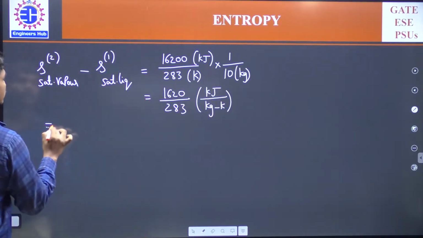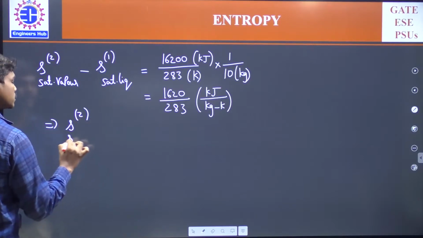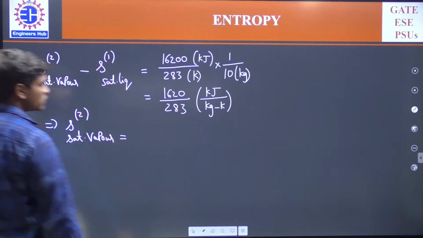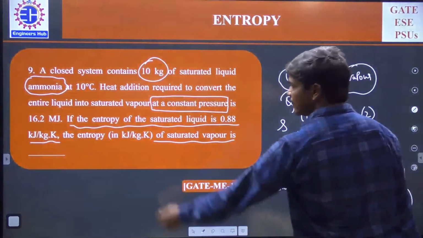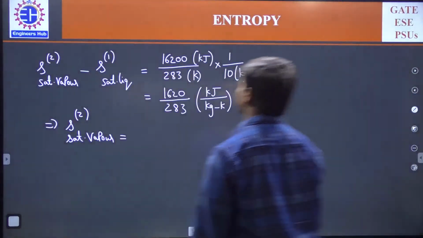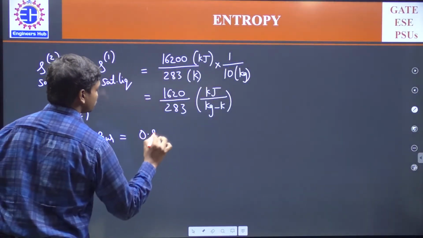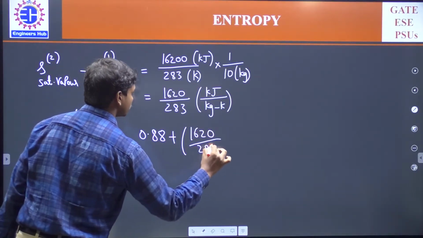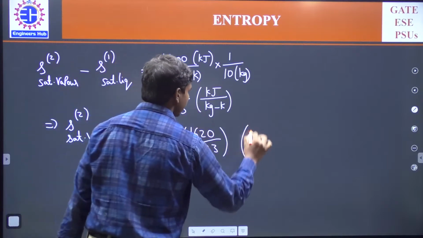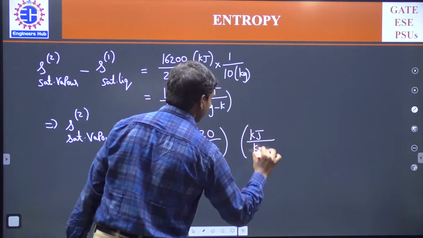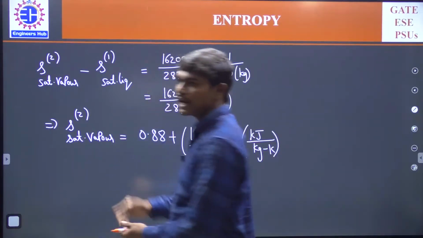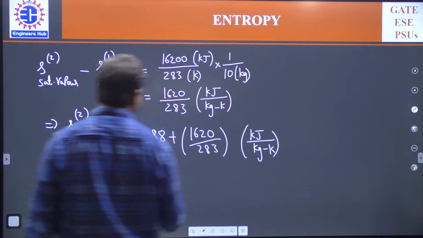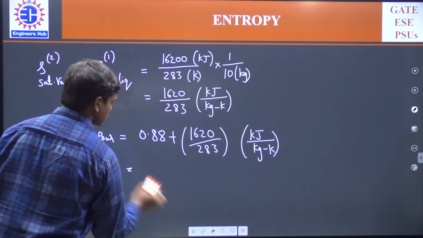Okay, so now if you want it at state 2 for the saturated vapor case, you can always write this: the entropy of the saturated liquid is given in kilojoule per kg Kelvin, which is 0.88. So 0.88 plus 1620 divided by 283, and this total is the value in kilojoule per kg Kelvin, which is the entropy of the saturated vapor that is with us. So please calculate this value and tell me what would be the answer.